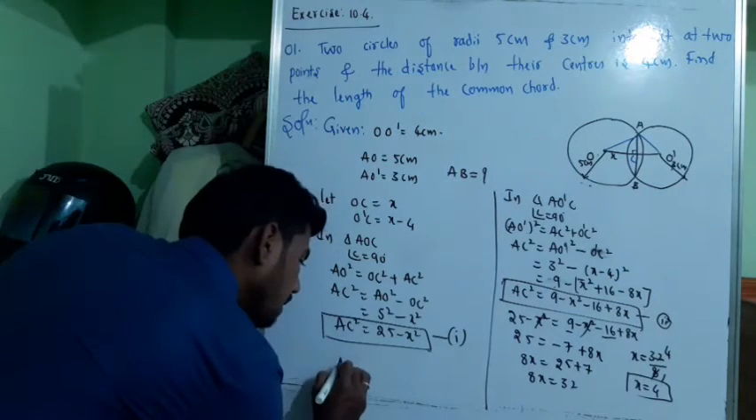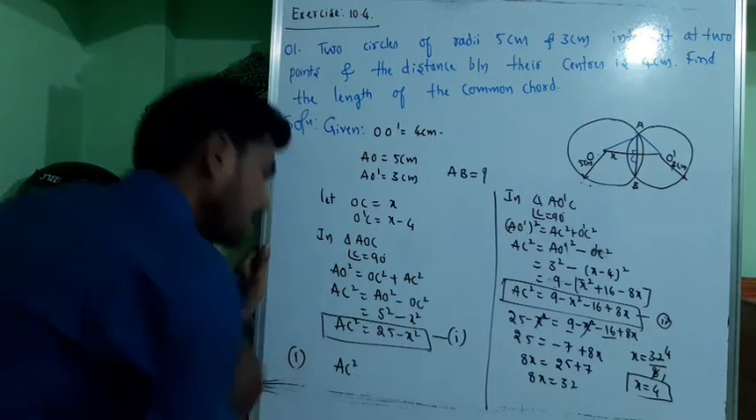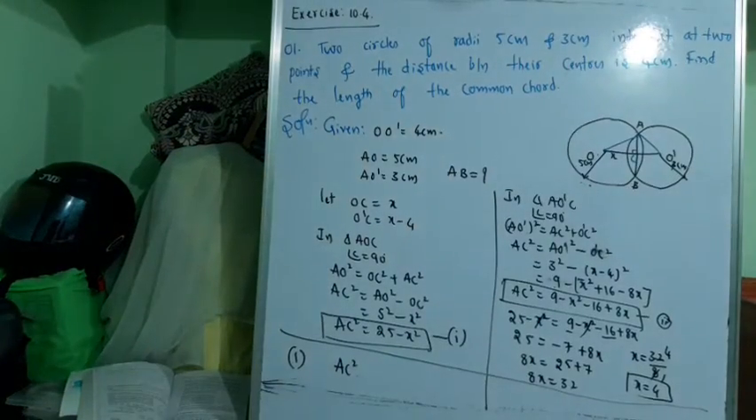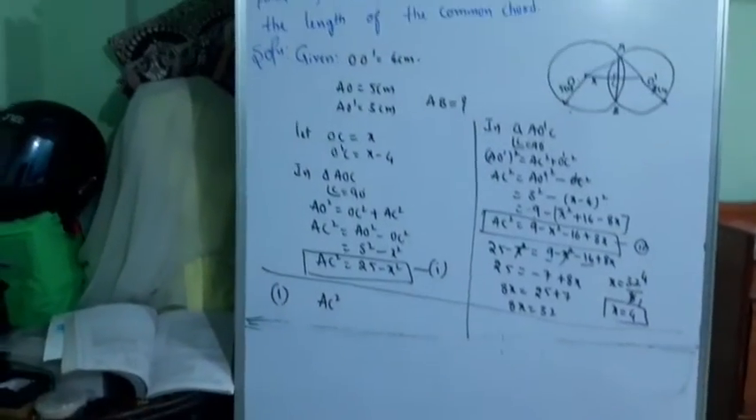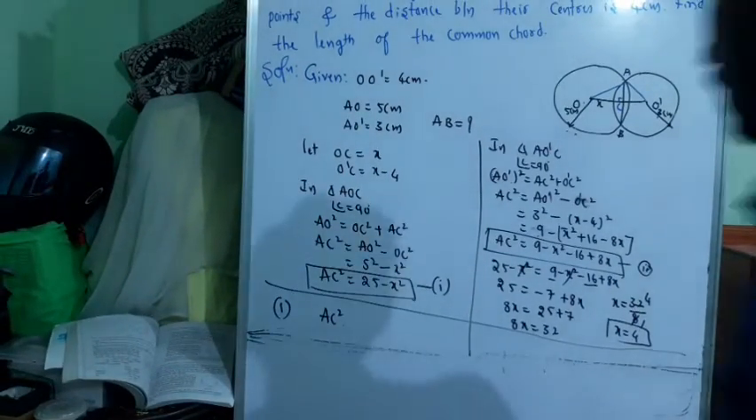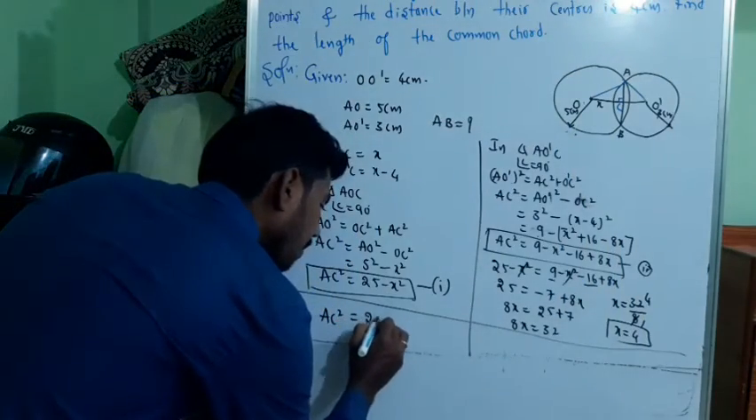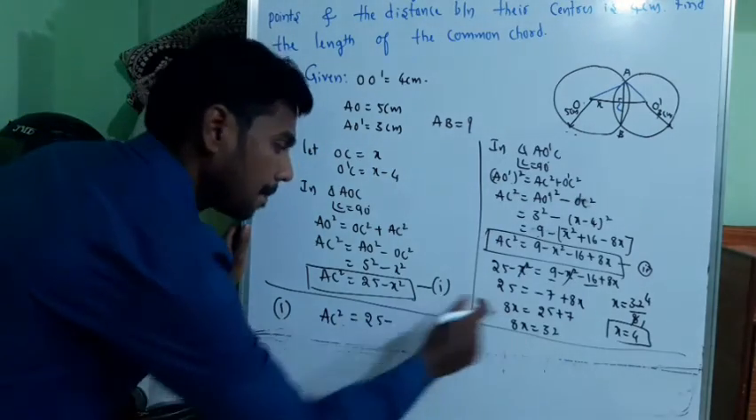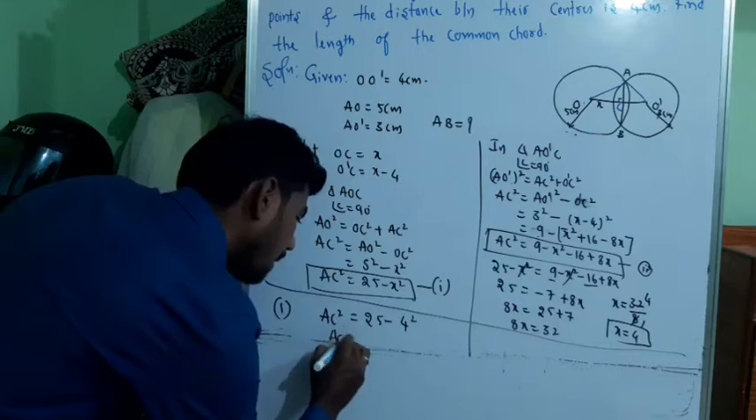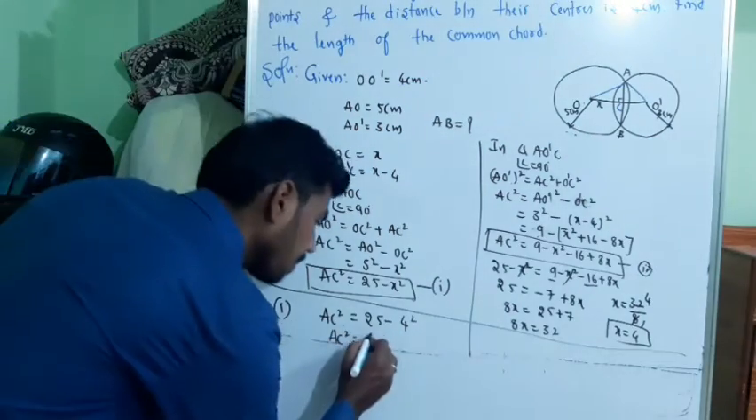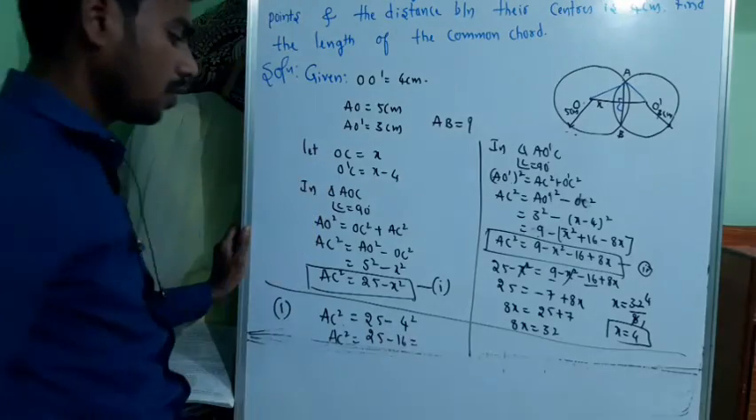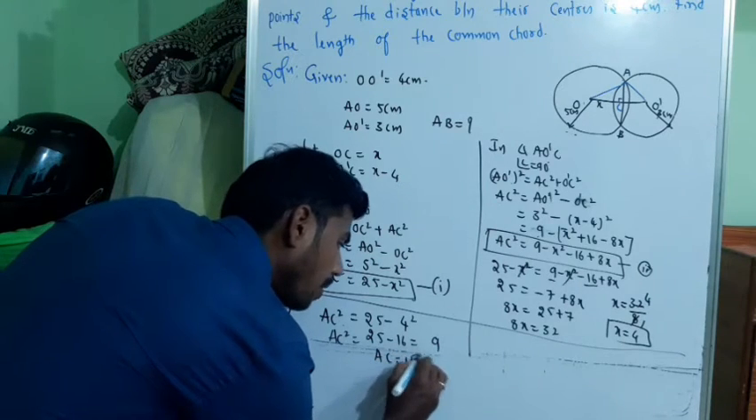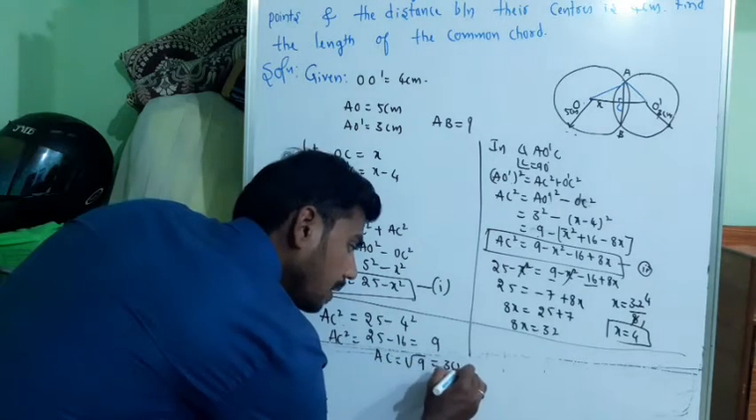So in equation 1, AC square is equal to 25 minus X square, which is 4 square. So AC square is equal to 25 minus 16, which is nothing but 9, or else AC is equal to square root of 9, which is equal to 3 centimeter.